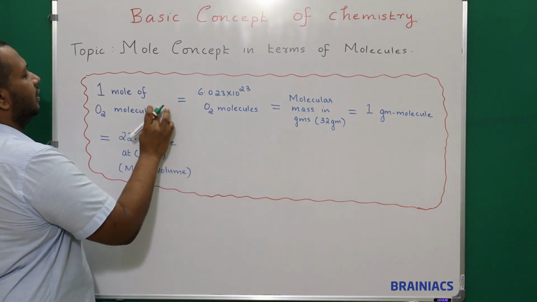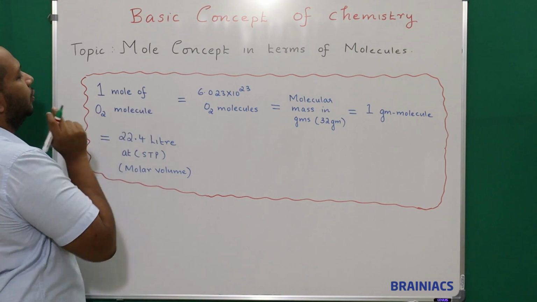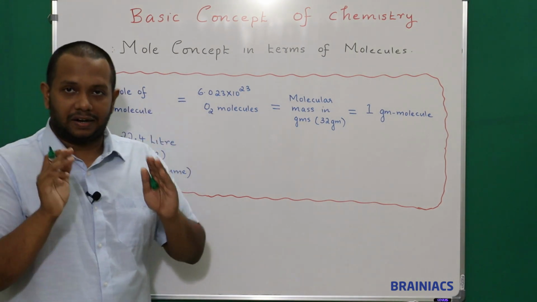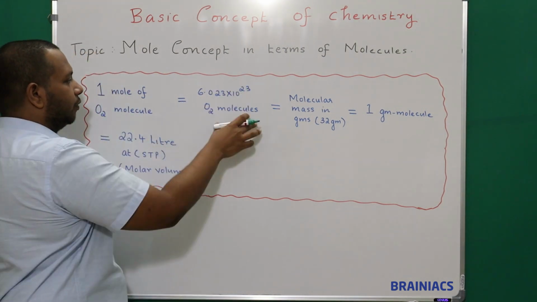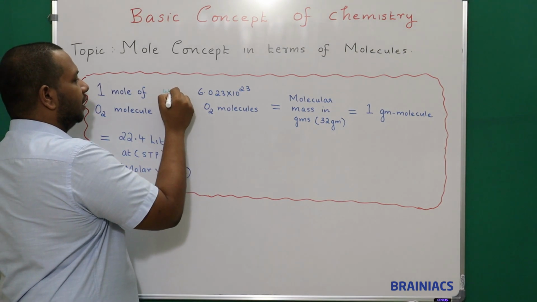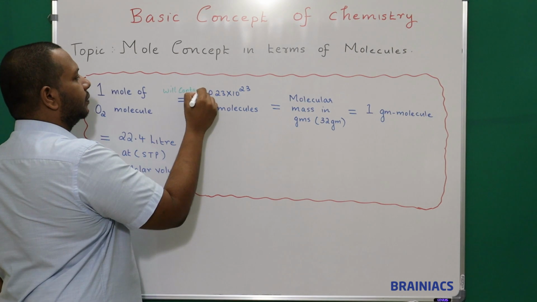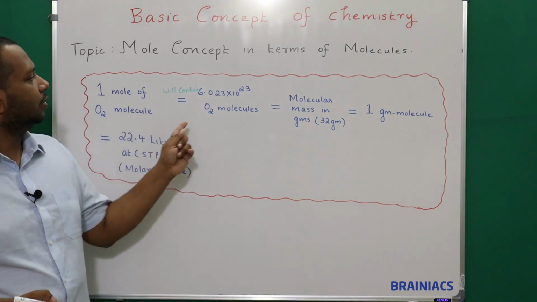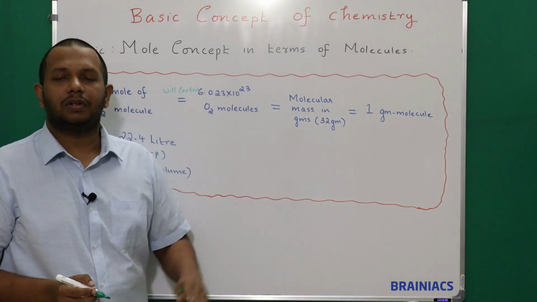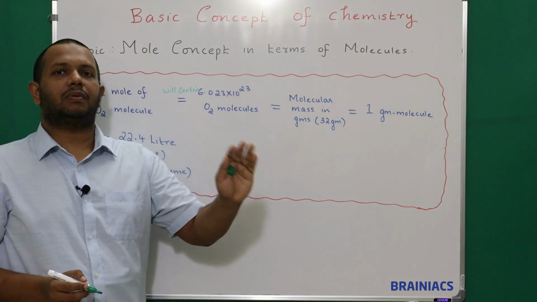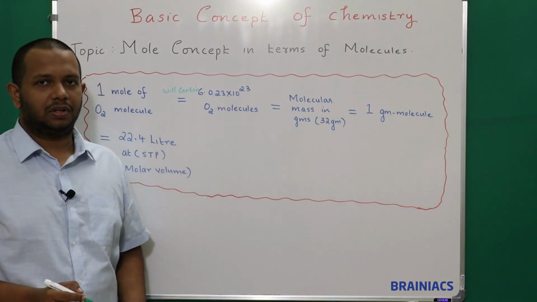So right now you could see here 1 mole of, I have taken the example of oxygen. So you can see here 1 mole of oxygen molecules will contain, since it is the number of molecules, we say will contain 6.023 into 10 power 23 oxygen molecules.